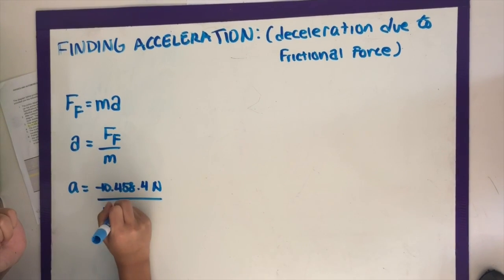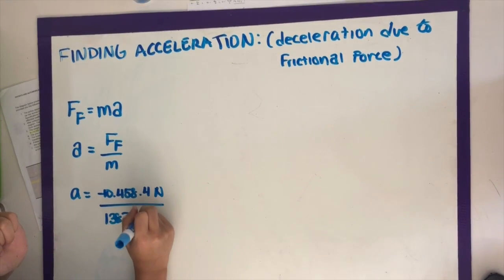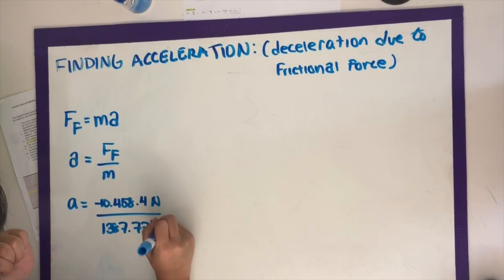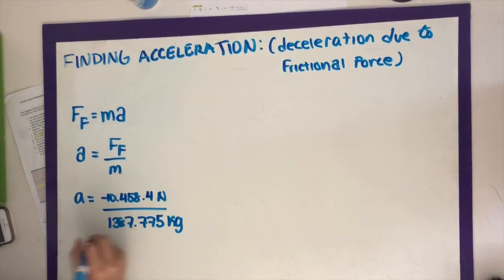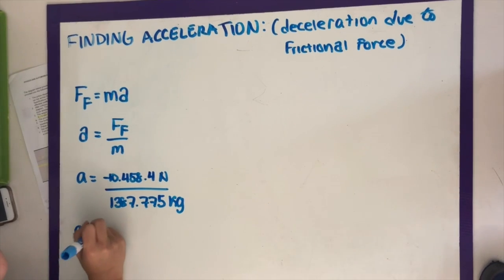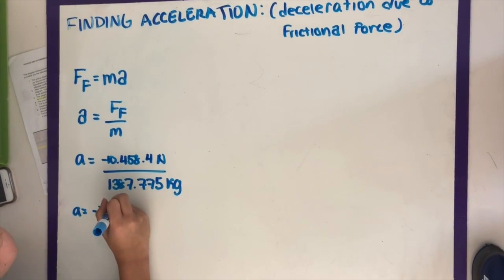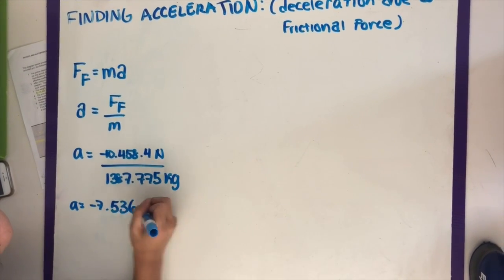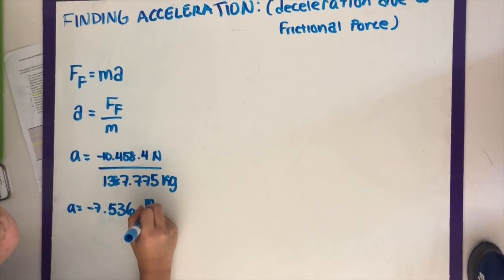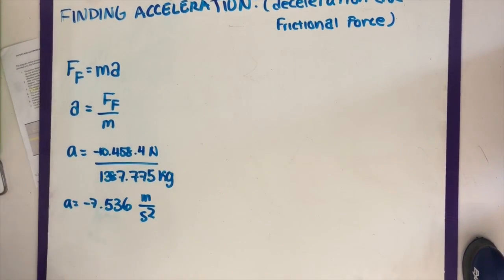So for the car, we know that the frictional force is equal to 10,458.4 newtons, and the mass is 1,387.775 kilograms. That our acceleration is equal to negative 7.536 meters per second squared.